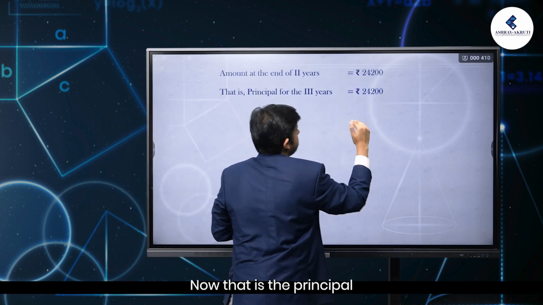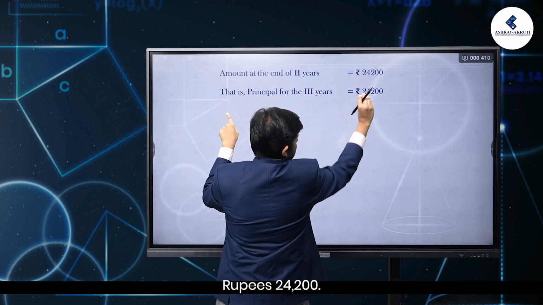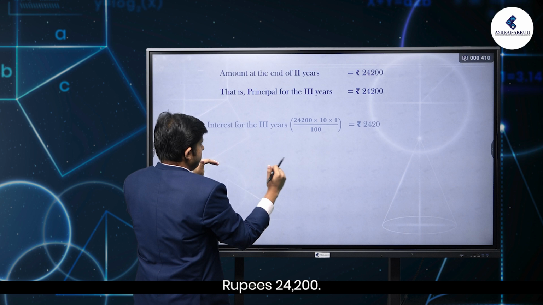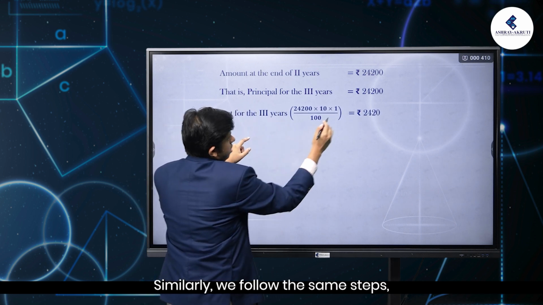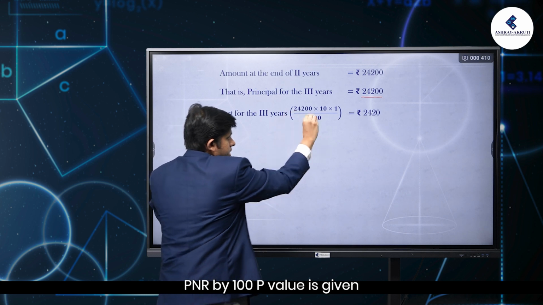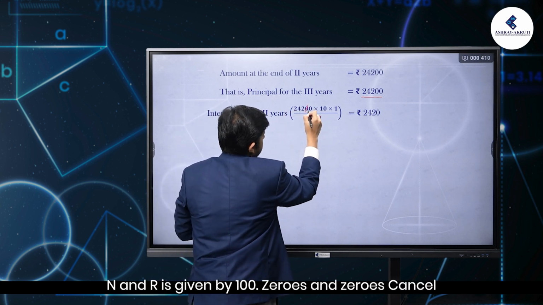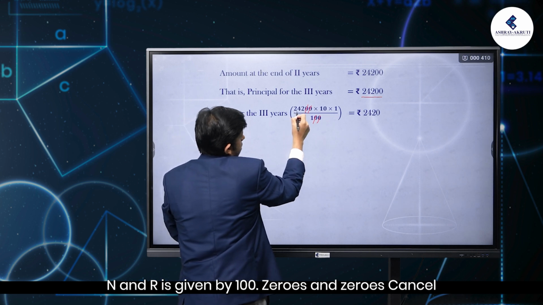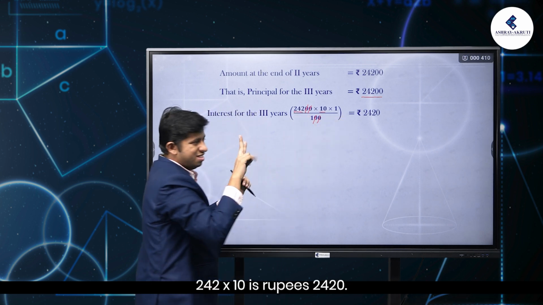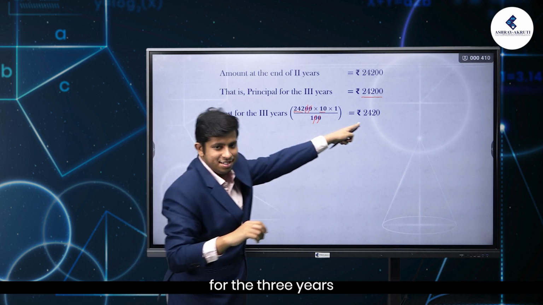Now that is the principal for the 3 years, rupees 24,200. Similarly, we follow the same steps, substituting into the formula PNR by 100. P value is given, N and R is given by 100. Zeros and zeros cancel. 242 into 10 is rupees 2,420, and that is the interest for the 3 years.